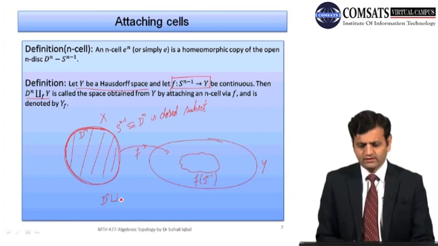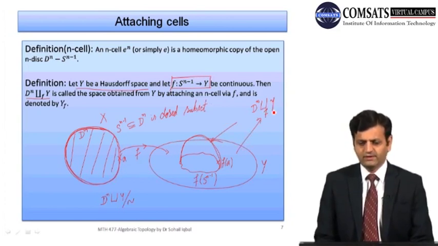So basically Dn co-product Y, quotient with this equivalence relation, and this equivalence relation identifies the points on this Sn minus 1 with its images inside Y under this map f. Once you glue them, you will get something like this. After gluing you get an image like this. So this is your space after attaching the N cell Dn with Y.